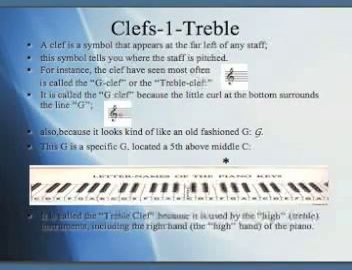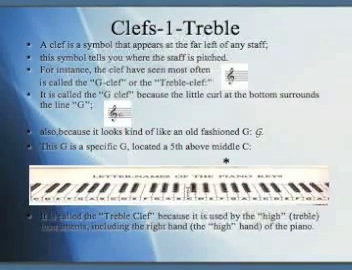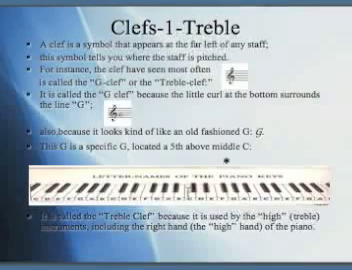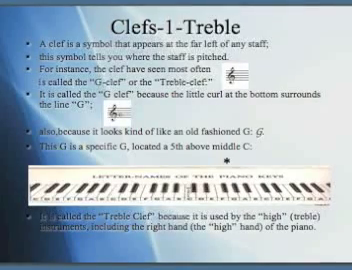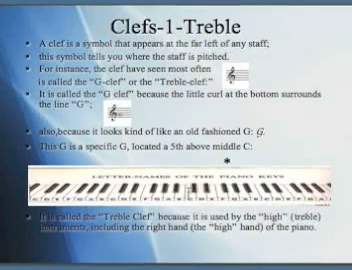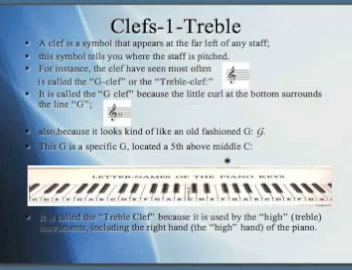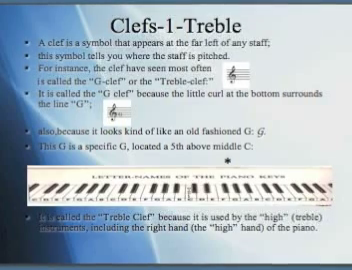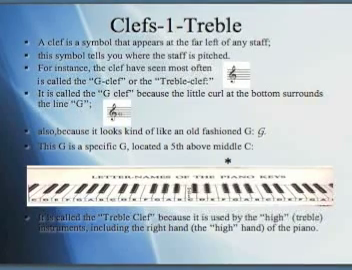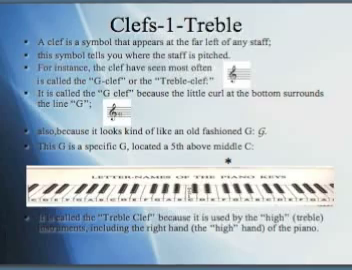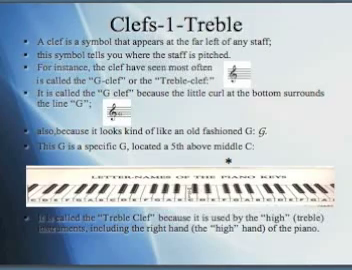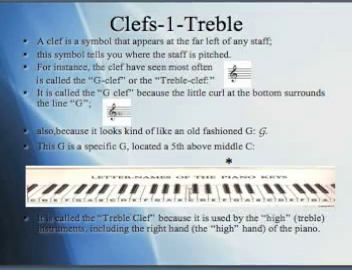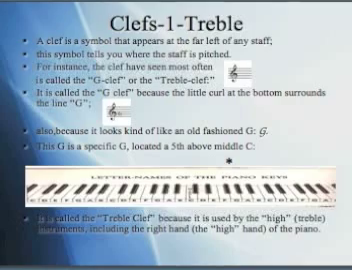A clef is a symbol that appears at the far left of any staff. This symbol tells you where the staff is pitched. For instance, the clef we have seen most often so far is called the G clef or the treble clef. It is called the G clef because the little curl at the bottom surrounds the line G. Also because it looks kind of like an old-fashioned G.